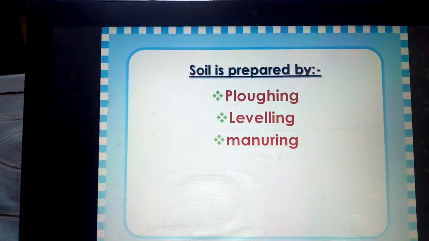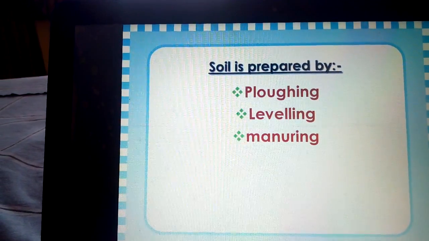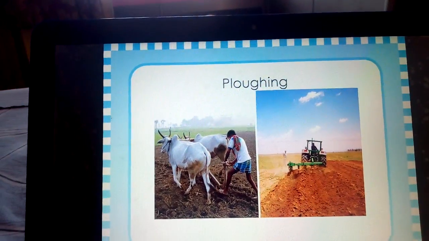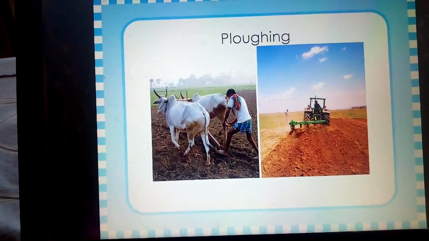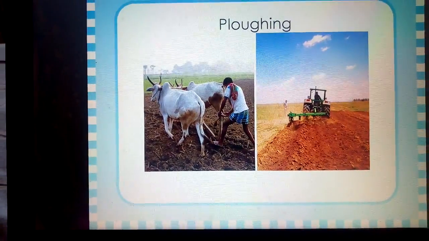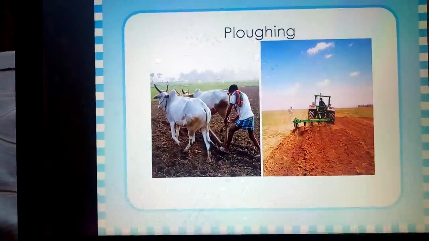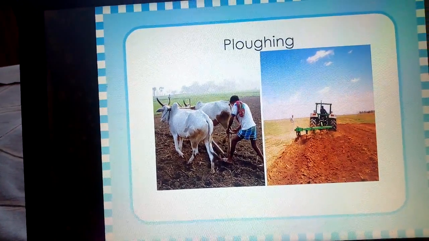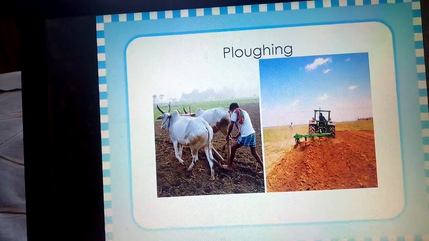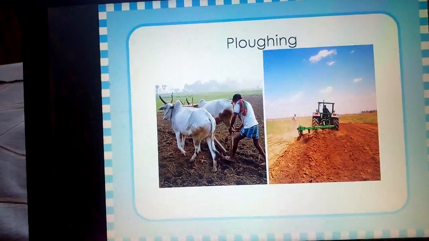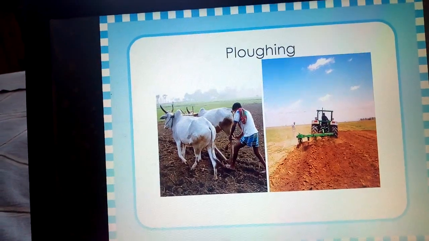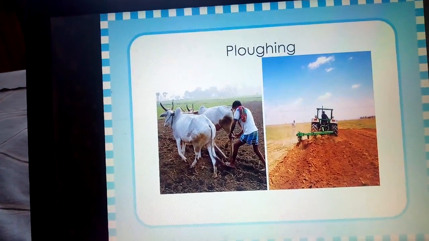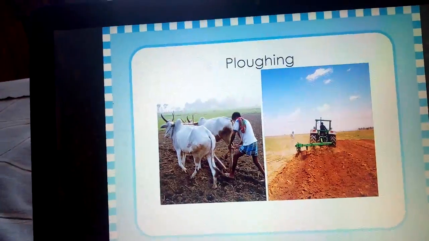Next, how is soil prepared? Soil is prepared by ploughing, leveling and manuring. Ploughing, you know what ploughing is, right? In this template you can see that there are two images. In one image, a bullock cart is being used by the farmers, and in the second image, a tractor is being used for the process of ploughing. So they are preparing their soil by the process of ploughing, so that the soil can be prepared for the proper anchorage of the plants.